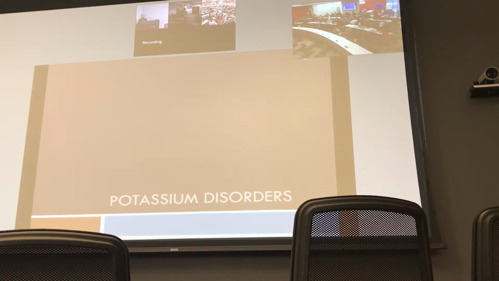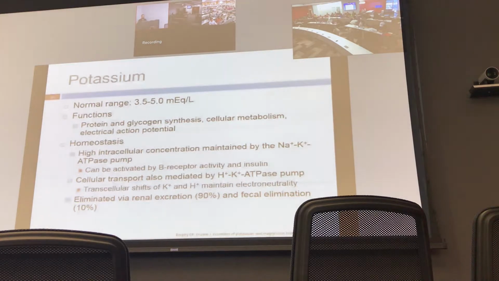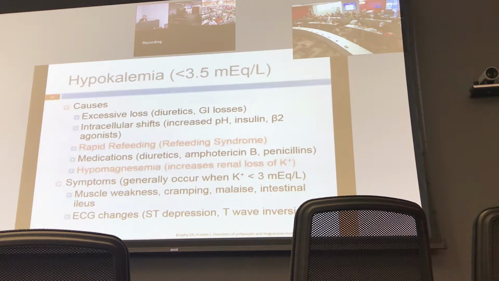So on to potassium disorders. Potassium, as opposed to sodium, is more of an intracellular cation. It's involved in a number of cellular processes and is eliminated primarily by the kidneys. So causes of low potassium can be, again, excessive diuresis or GI losses, and intracellular shifts caused by a number of things. So increased pH, insulin activity, and beta-2 agonists can cause this. And incidentally, those are three things that we use to treat hyperkalemia. So they're important to know. Refeeding syndrome can cause hypokalemia, as we talked about in our nutrition lecture.